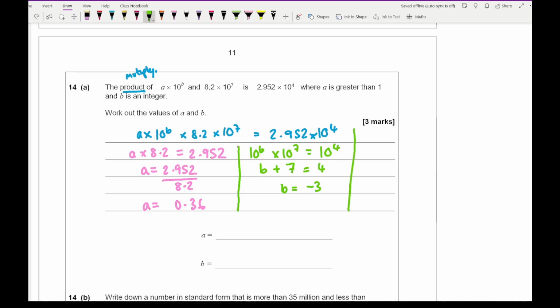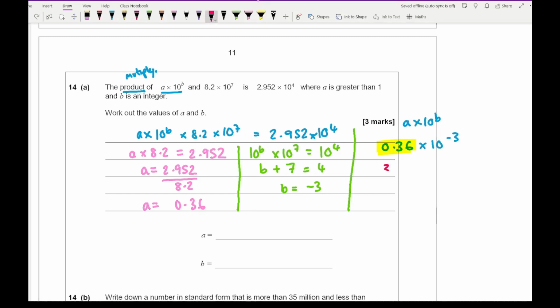Then if I substitute it back into a times 10 to the power of b, I get 0.36 times 10 to the power of minus 3. Now this is not in standard form because this number needs to be between 1 and 10.